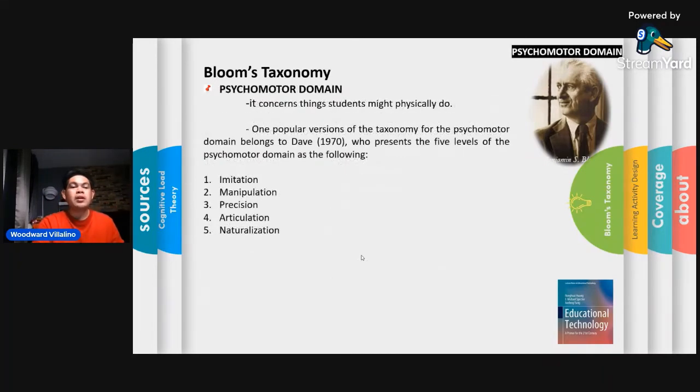So let's proceed to the psychomotor domain of Bloom's taxonomy. Psychomotor concerns things students might physically do. So what might students physically do? One popular version of the taxonomy of the psychomotor domain belongs to Dave in 1970, who presents the 5 levels of the psychomotor domain as the following. There are different versions, but we are going to focus on the famous one from Dave in 1970. We have the imitation, manipulation, precision, articulation, and naturalization.